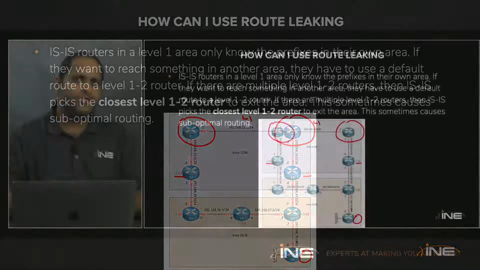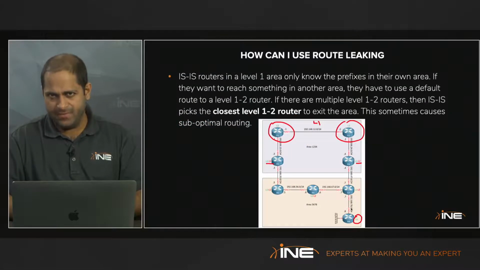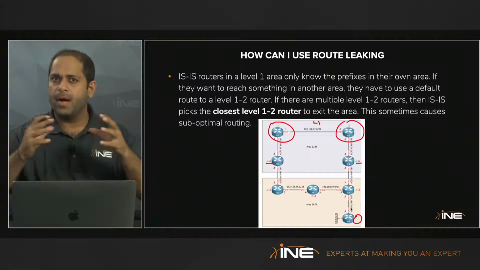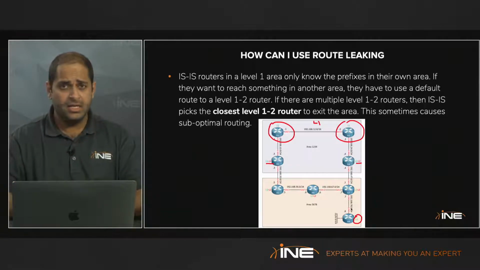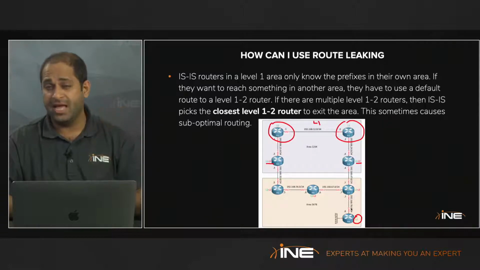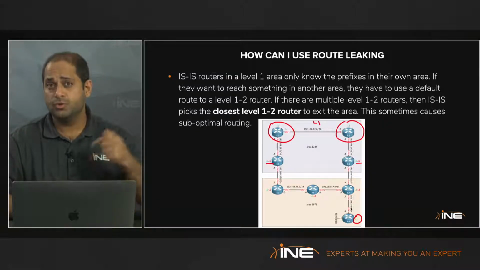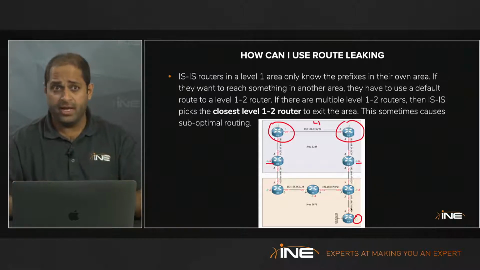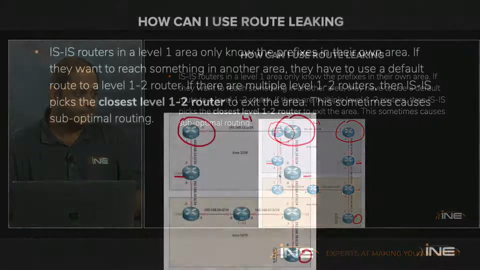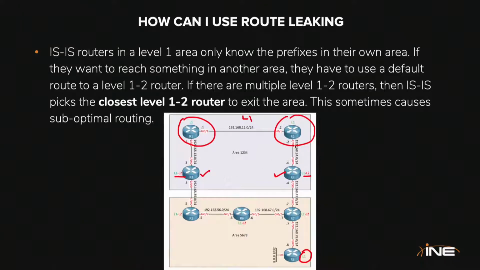As you know, level 1 routers only maintain the level 1 database, which means they only know about other routers in the same area. They do not know anything outside the area. So if they have to go outside the area, they have to choose an L1, L2 router to go out of the area. From R2's perspective, there are two L1, L2 routers to go out of the area: router 4 here, or router 3. So R2 has two paths, right? He could go from here, or he could go down to R4.